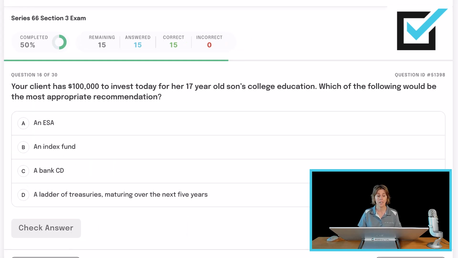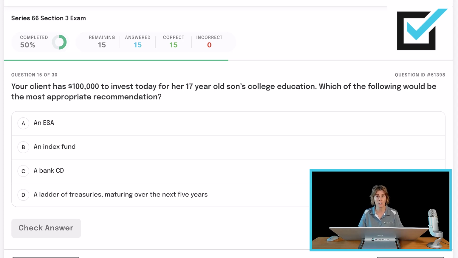Your client has $100,000 to invest today for her 17-year-old son's college education. Which of the following would be the most appropriate recommendation? An educational savings account, an index fund, a bank CD, or a ladder of treasuries maturing over the next 5 years? Well, ESAs are educational savings accounts, but the kid's at 17 already. Index fund, bank CD, no, I don't know.